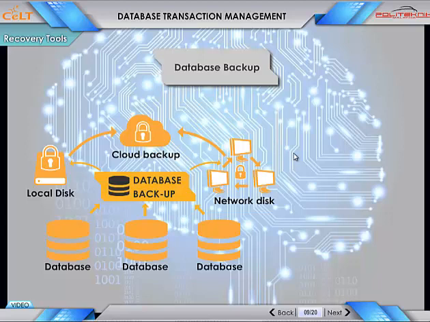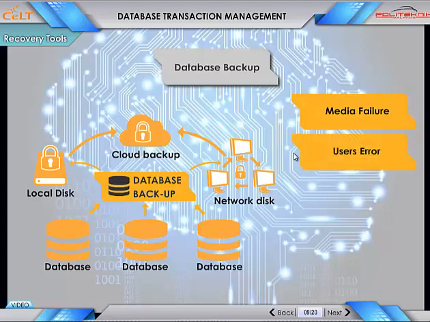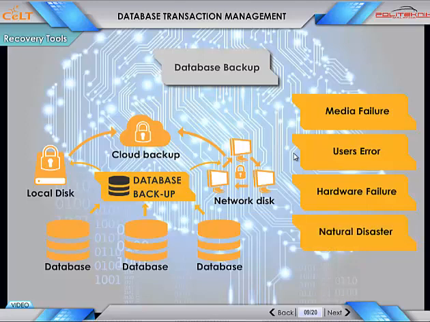With good backups, as shown in this figure, recovery is possible following many types of failure, including media failure, user errors, for example, dropping a table by mistake, hardware failures, for example, a damaged disk drive or permanent loss of a server, and natural disasters such as tsunamis, tornadoes, and meteor strikes.